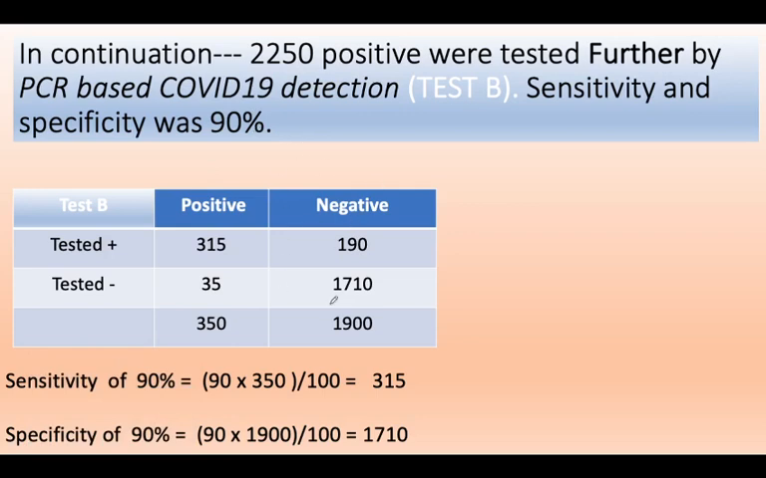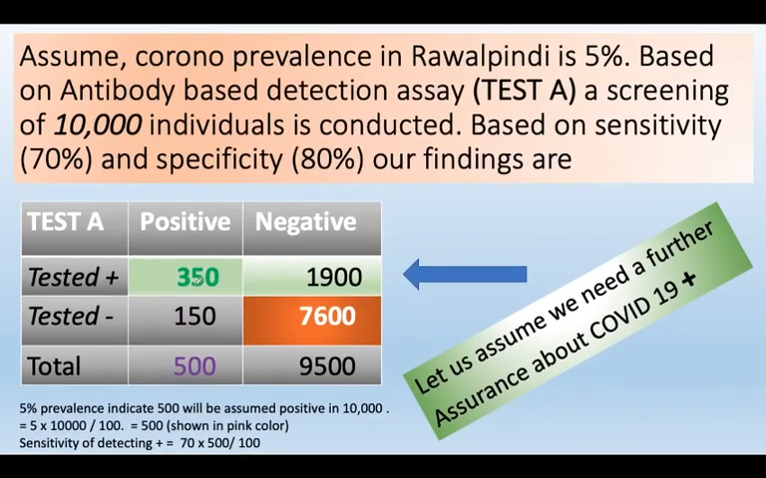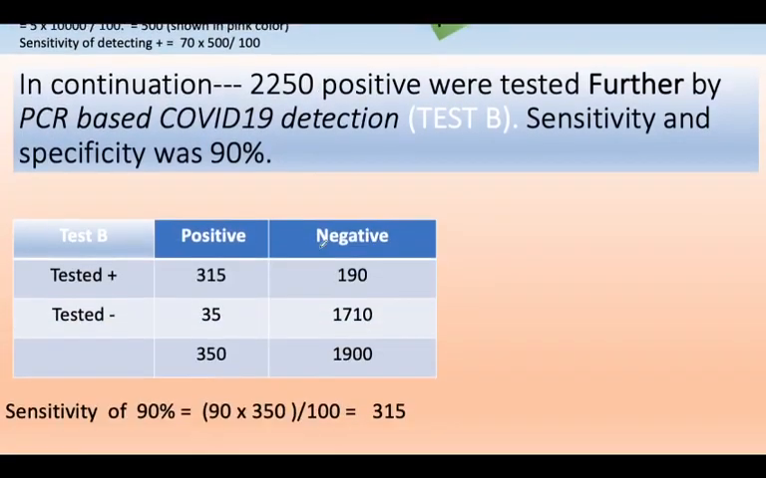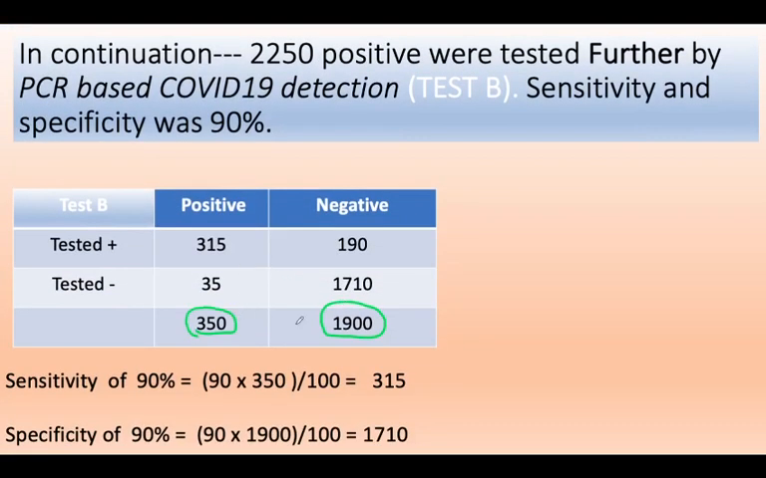So this value, 1900, was actually the value which was previously declared as positives, and this value of 350 was also declared as positive in the previous slide. Just have a quick look, 350 and 1900. So these both circle lines are actually indicating the set of individuals declared positive by test A.